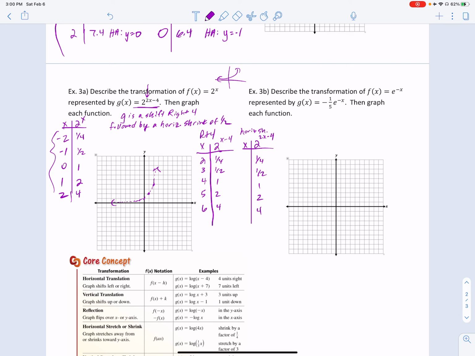And order is important. And so horizontal shrink of 1/2, you have to multiply the x values by 1/2. So 2 times 1/2 is 1. Then we have a 3/2 or 1.5. Half of 4 is 2. Half of 5 is 2.5 or 5/2. And half of 6 is 3. So those are my final points, and that is the chart that you need to end up with.